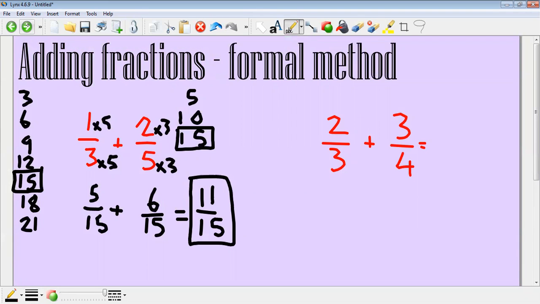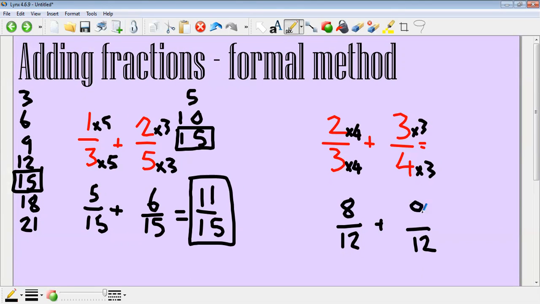So just to show you one more time. Here, obviously 3 and 4s aren't going to go into 15, so it's going to be something different. So we multiply them together. 3 times 4 and 4 times 3 makes 12. So we're dealing in 12ths. Again, we do what we do to the denominator to the numerator. So 2 4s are 8. 3 3s are 9. Now you'll notice on this one though that it goes into an improper fraction. So 8 add 9 is 17.